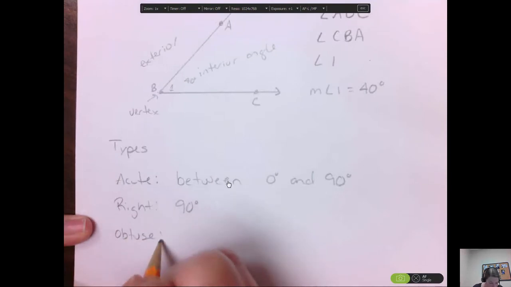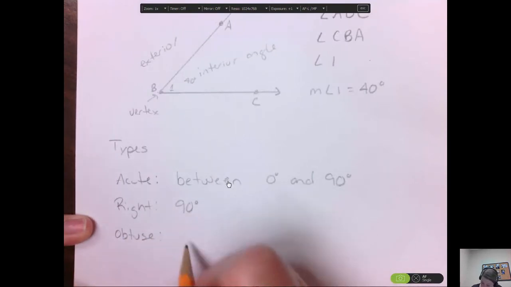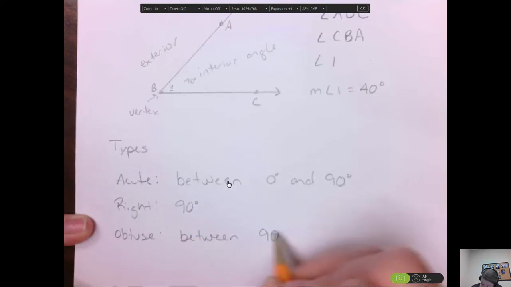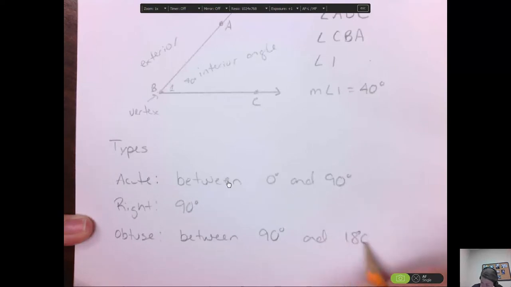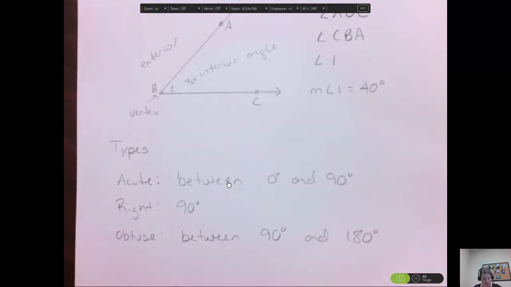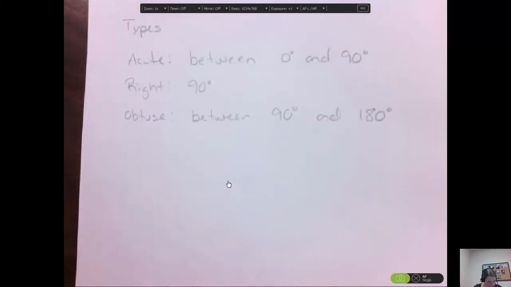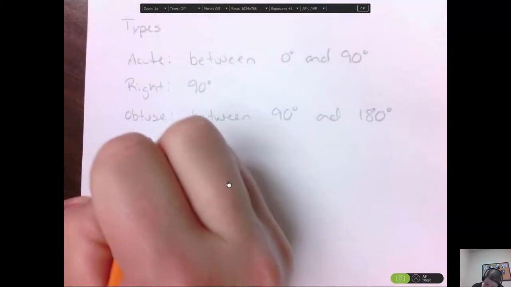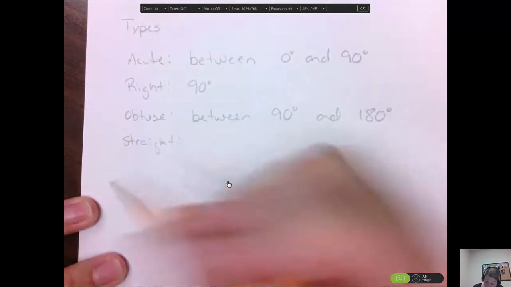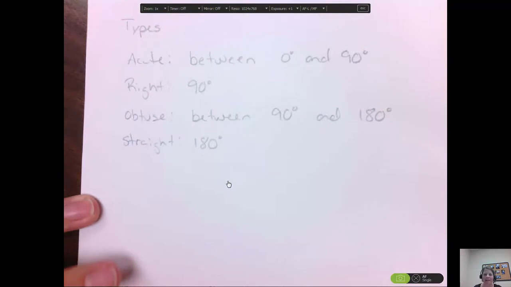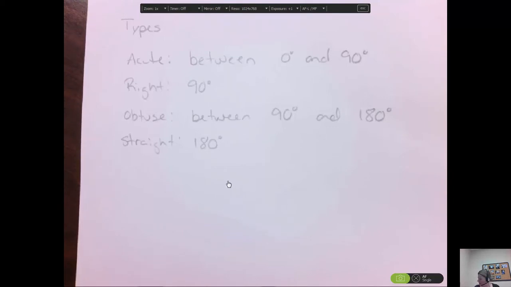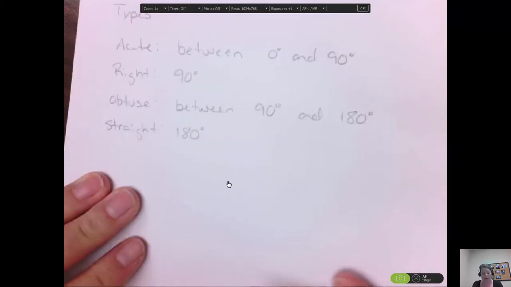Obtuse angles go greater than 90 but less than 180. So they're between 90 degrees and 180 degrees. Okay, and those are obtuse. And then the next one would be a straight angle, and a straight angle is actually right at 180. It looks like a line, but it has that endpoint or that vertex, so it ends up being a straight angle. So let's look at how to use a protractor to measure an angle, and we're going to do some constructions as well.